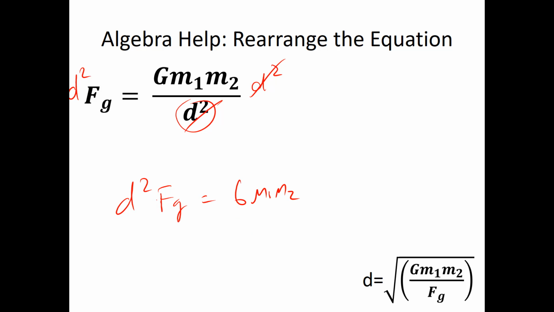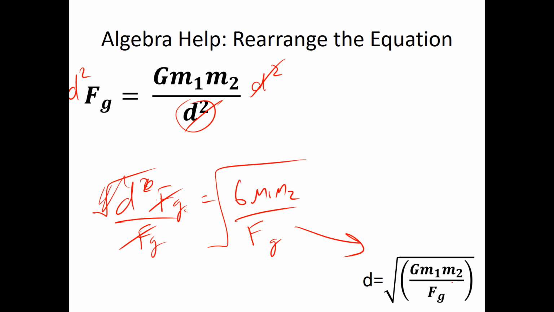And at that point, now you want to get rid of the Fg, so you're going to divide out the Fg. When you divide out the Fg, now you're left with D squared equals all this. Well, to get rid of that squared, you need to take the square root of it. And when you take the square root of it, there you go. D equals the square root of G M1 M2 over Fg.